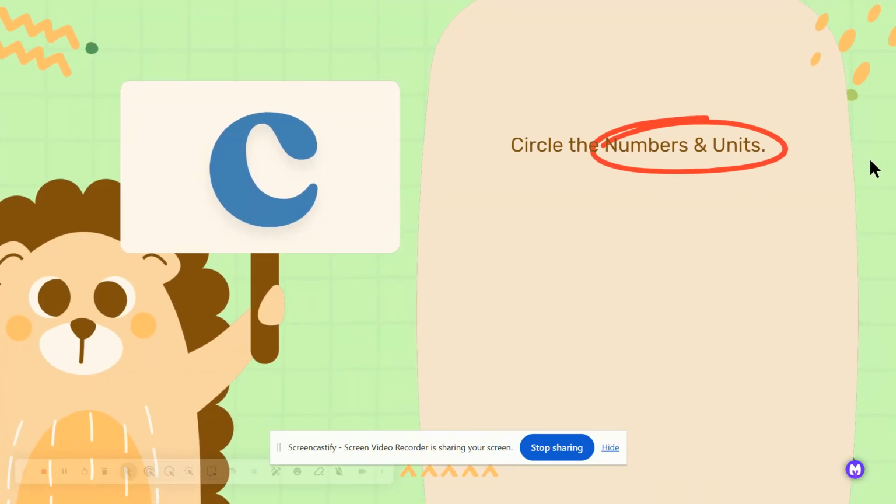So the C in C.U.B.E.S stands for circle the numbers and units. So yes, in your notebooks or on whatever sheet of paper that you're writing on, go ahead and write this one down. The C in C.U.B.E.S stands for circle the numbers and the units. The numbers and the units are really important in our equations or in our word problems. It is where we're going to find our information to be able to solve.